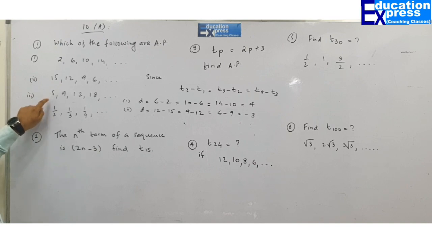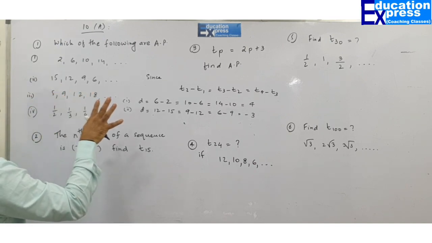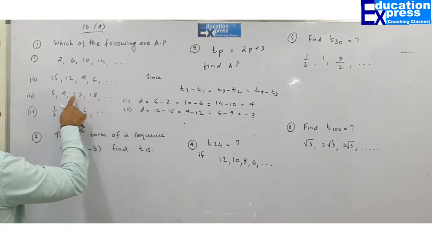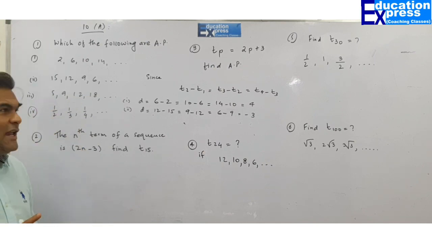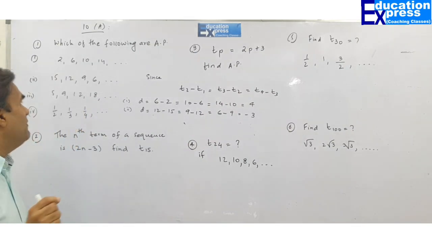What about the third one? So 9 minus 5 is 4. 12 minus 9 is 3. 18 minus 12 is 6. So we are not getting the same constant. That means the difference between two consecutive terms does not remain the same.